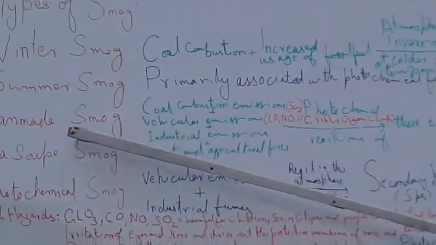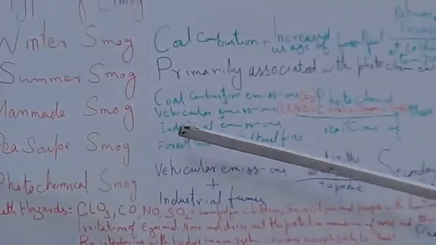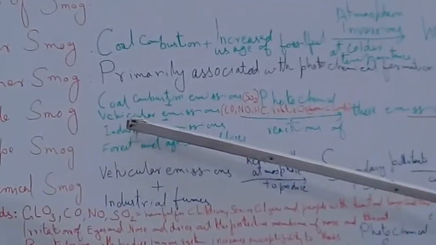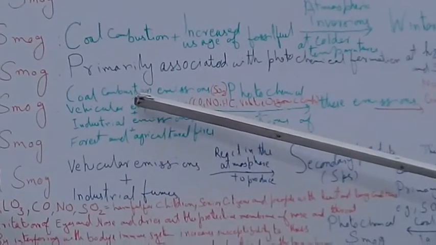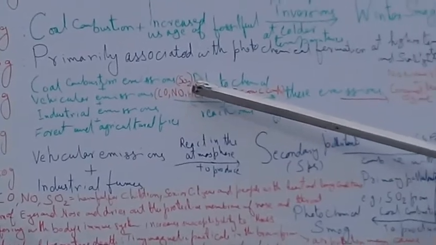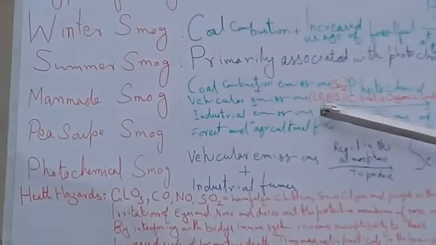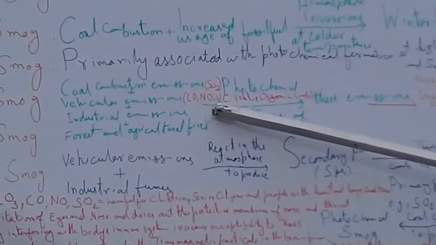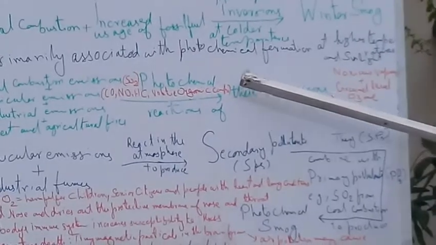Here's now a very important type of smog, man-made smog. Man-made smog is produced by different factors. First of all, coal combustion emissions, which contain huge quantities of sulfur dioxide, SO2. The vehicular emissions: carbon monoxide, nitrogen oxides, hydrocarbons, and volatile organic compounds.